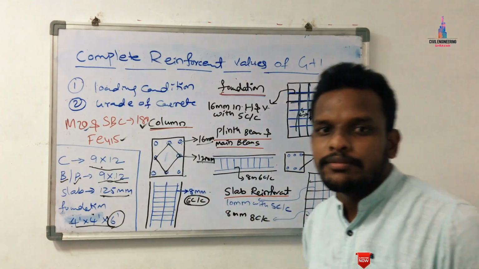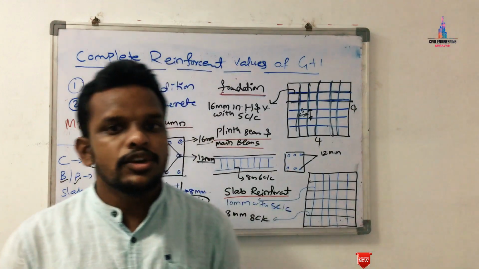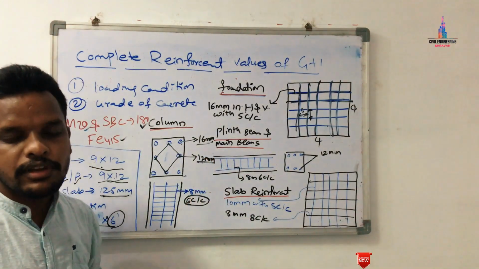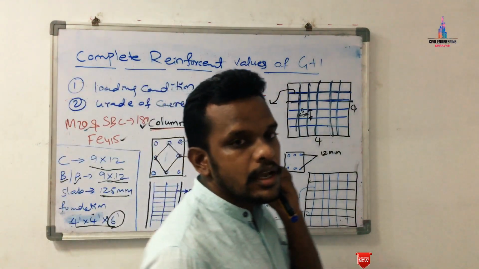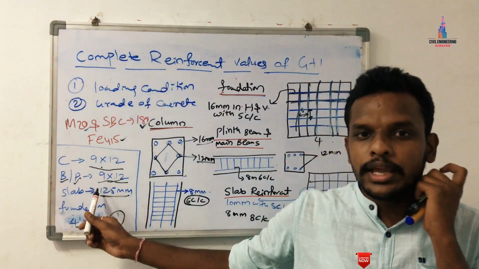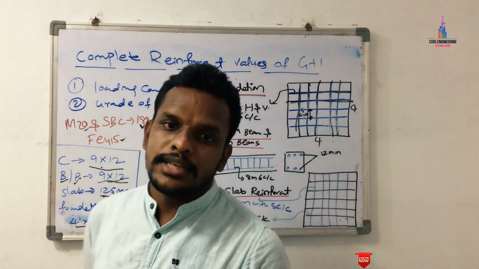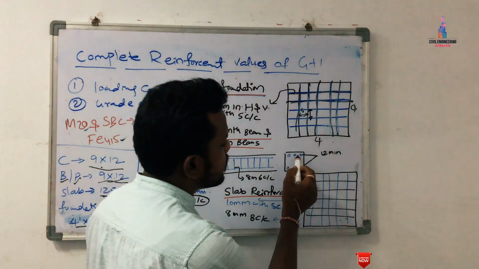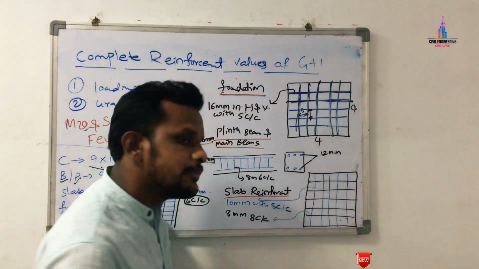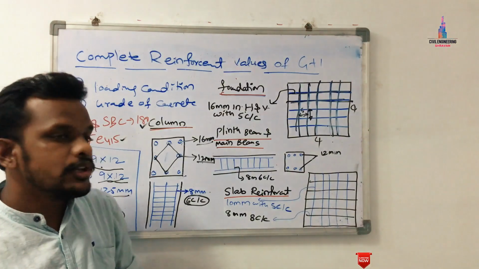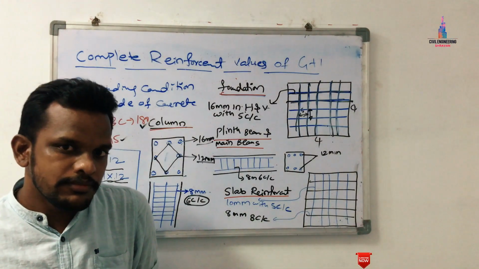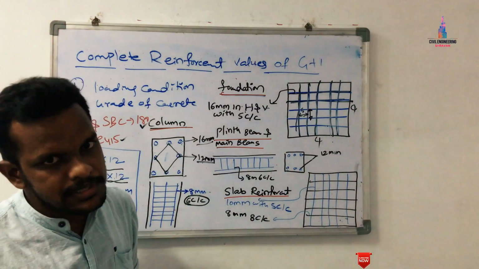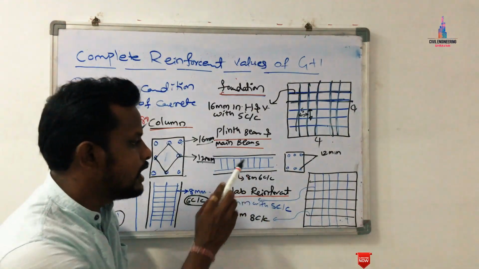Now I will explain the reinforcement details for the beam sections as well as the plinth beam sections. For the beam and plinth beam sections, we will consider a beam dimension of 9 inches cross 12 inches. For the plinth beam, we will use 3 bars at the top reinforcement and 3 bars at the bottom reinforcement, with 12 mm diameter bars. This is the reinforcement detail for the plinth beam section.